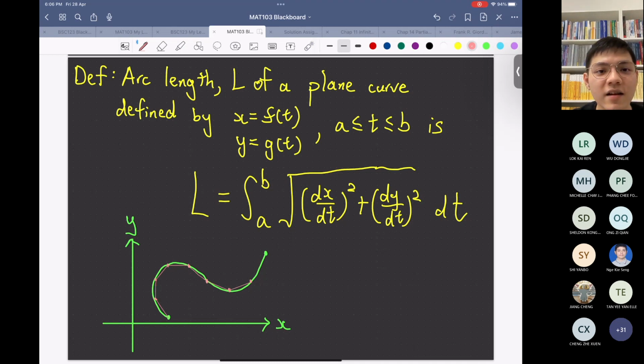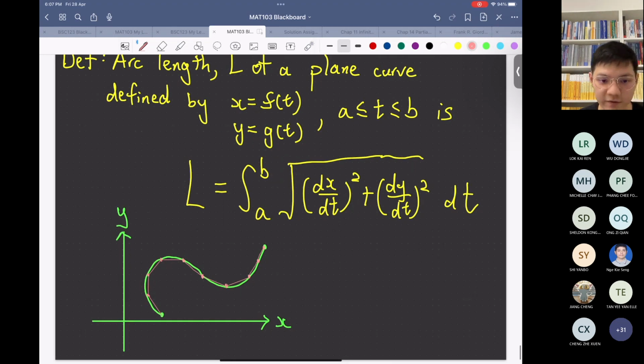Let's say you cannot bend your ruler, right? So how many times do you need to measure this curve? You can make your ruler as small as possible until you can measure the actual length of this curve.